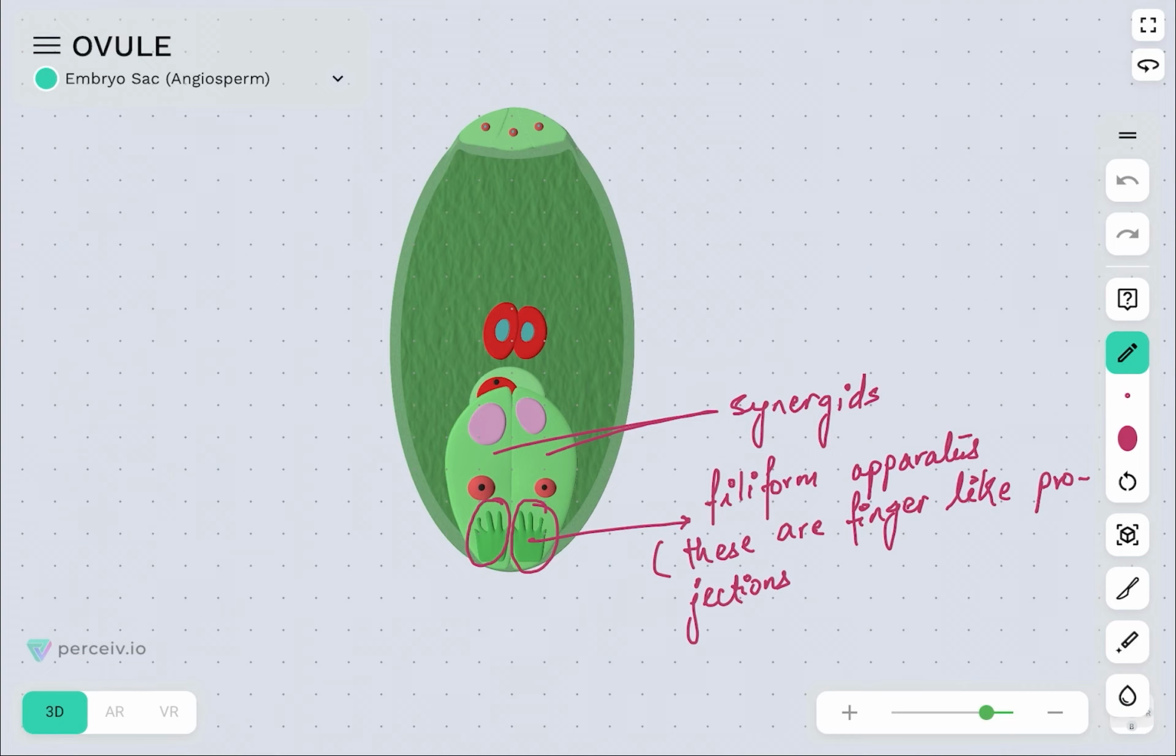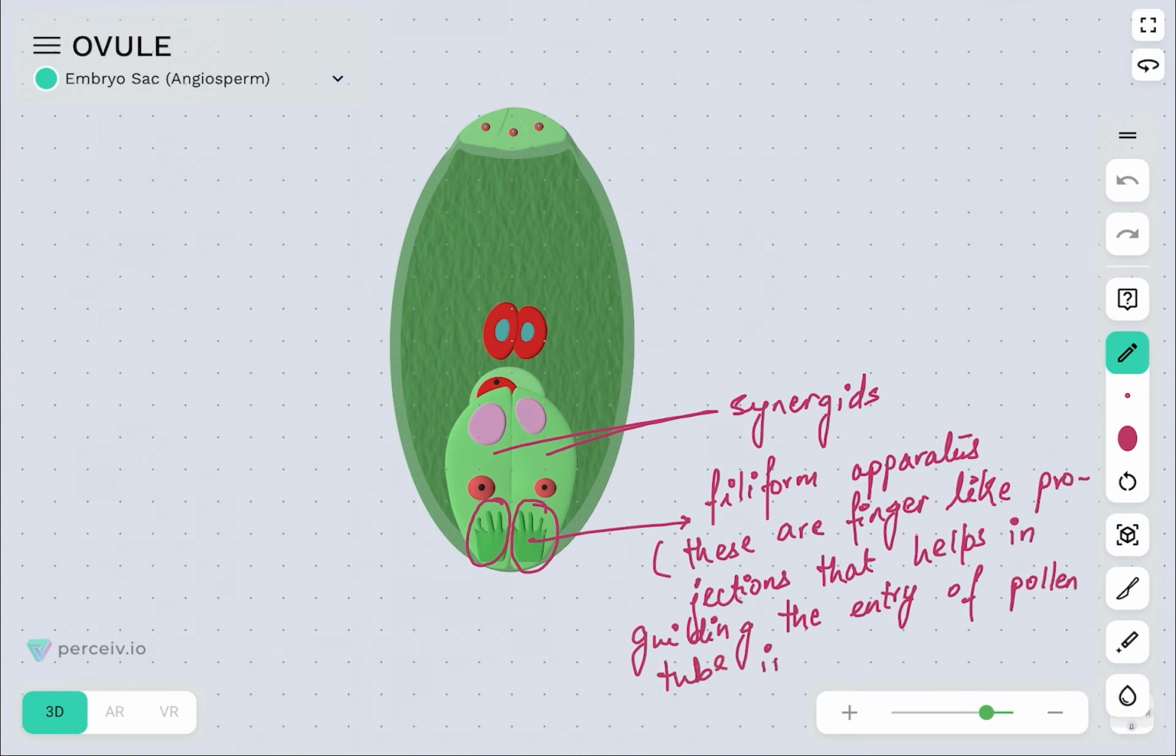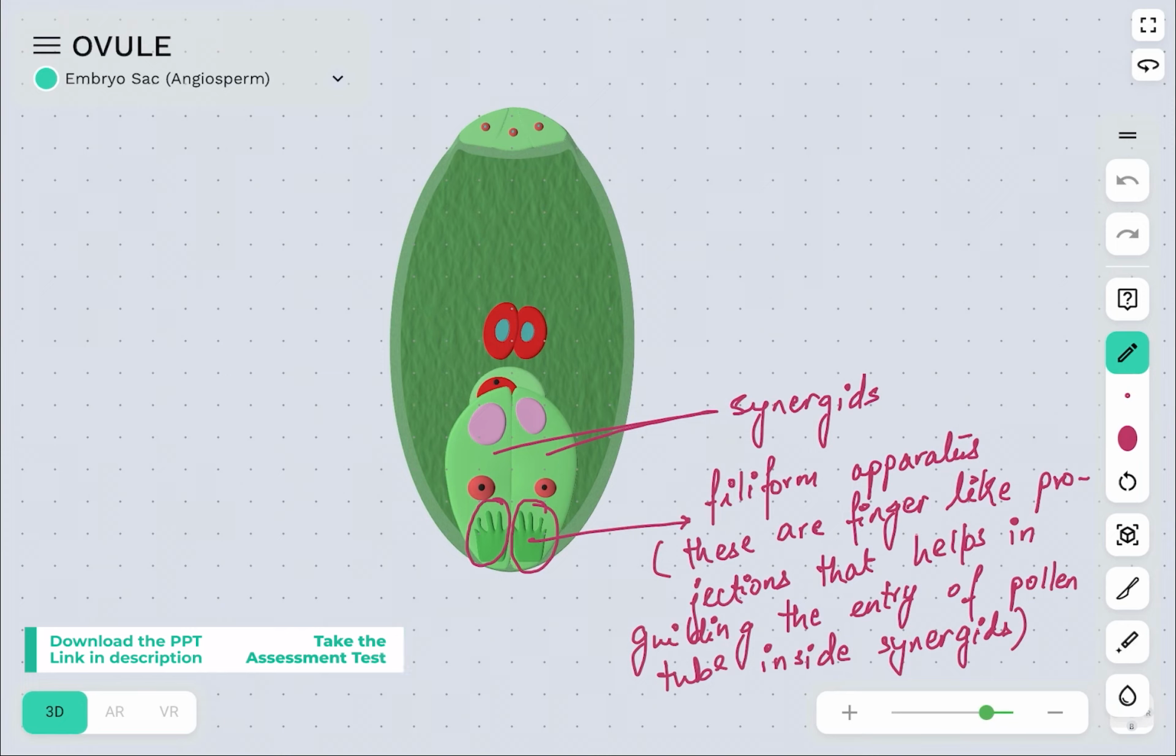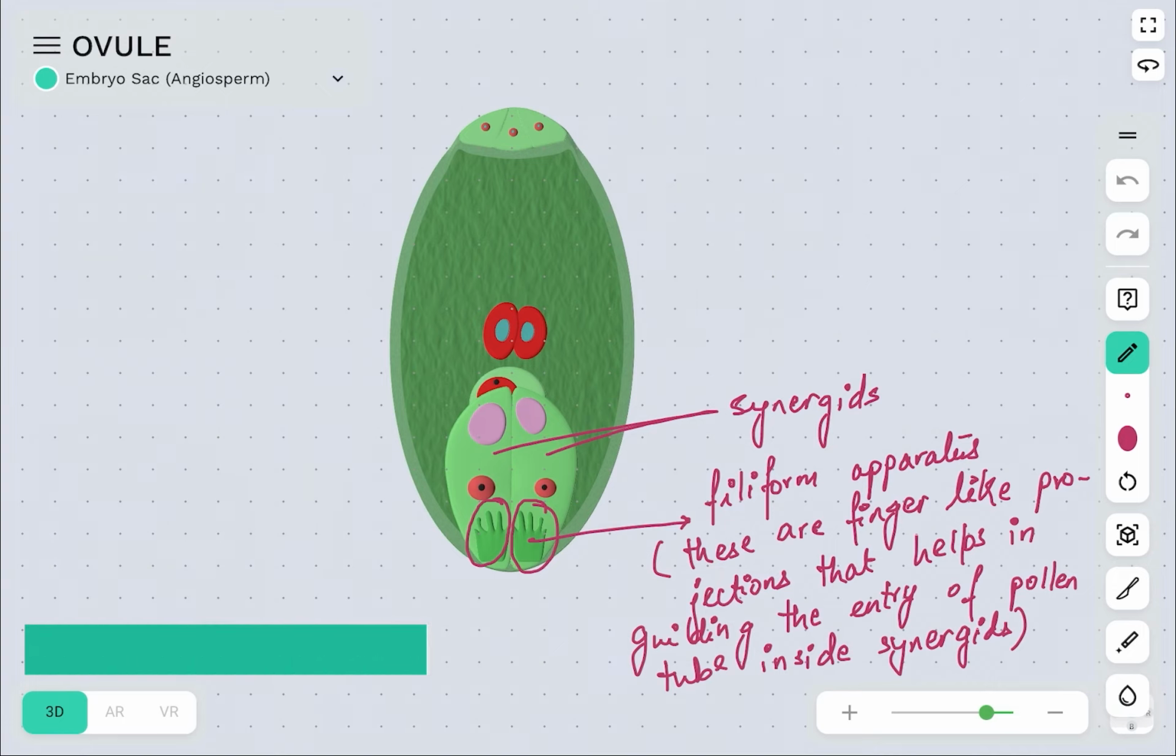So that helps in guiding the entry of the pollen tube inside the synergids. And so they are going to discharge the male gametic content inside the synergids, and the process of fertilization will be rather convenient. Alright, so this was all about the structure of the embryo sac and double fertilization.